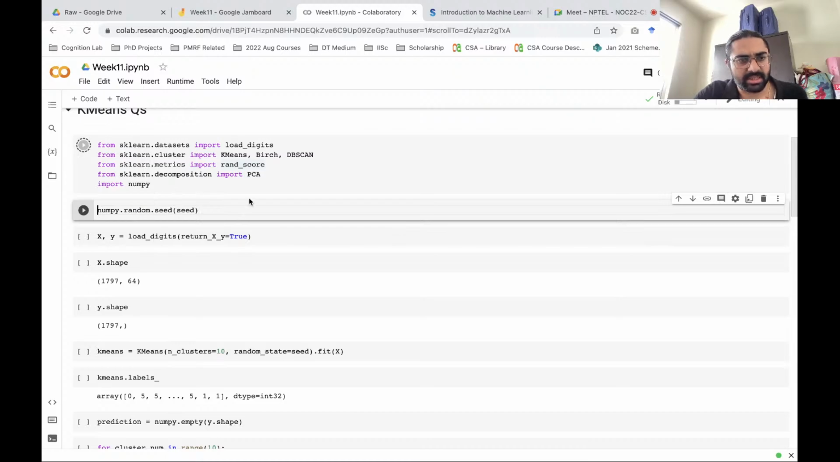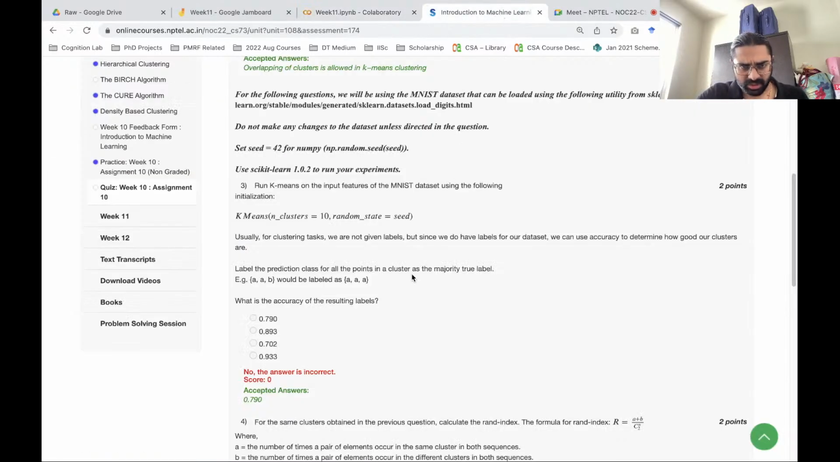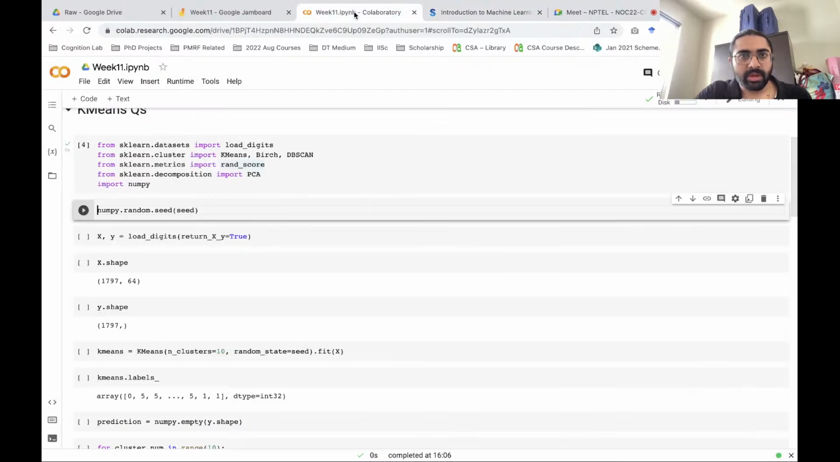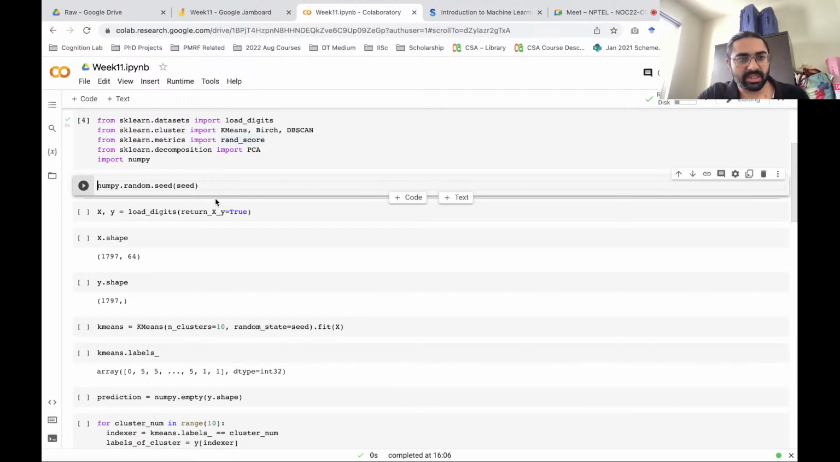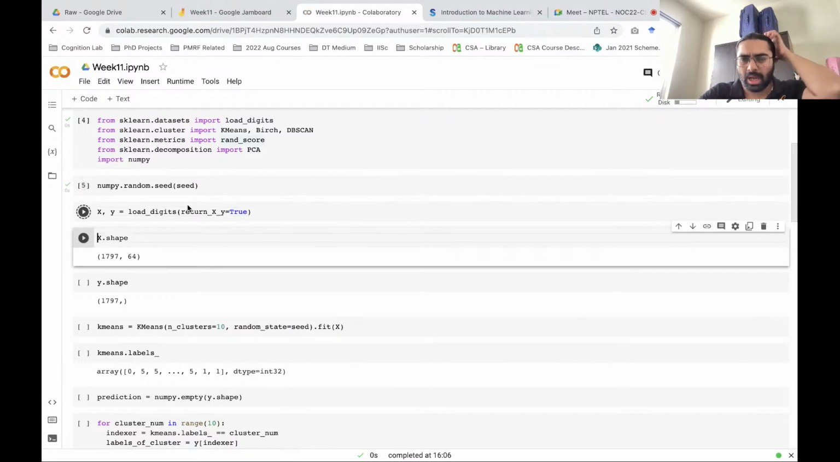It's always better to set the random seed to whatever seed they've given, using this code here, right? And then you have load digits with X, y equal to true. I saw one question about this, that it shouldn't be split into training and testing. See, in the case of clustering also you should do training, testing and all of that. But it's not mentioned in the question, so don't do anything extra that might screw up your values, because this is a programming assignment, and only results are matched, not the code. So always better to follow exactly what has been mentioned in the question.